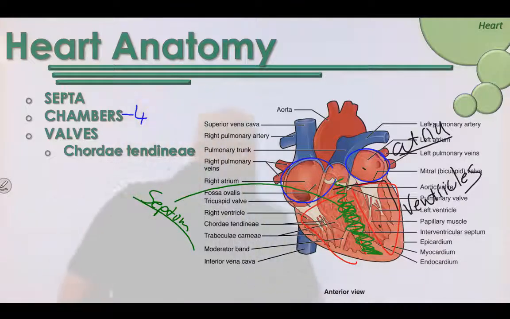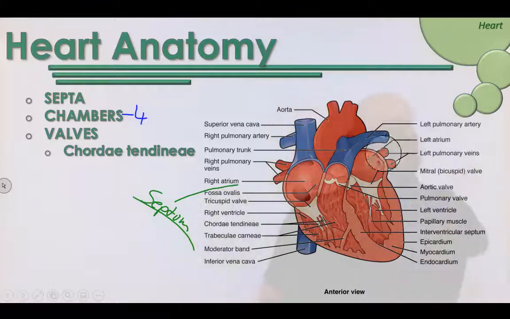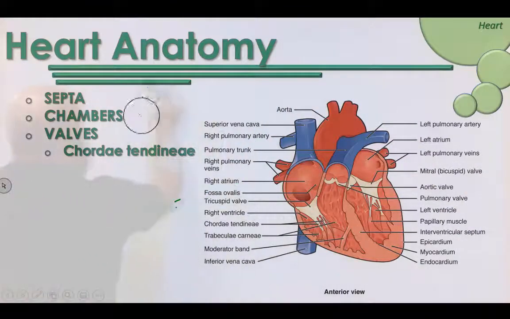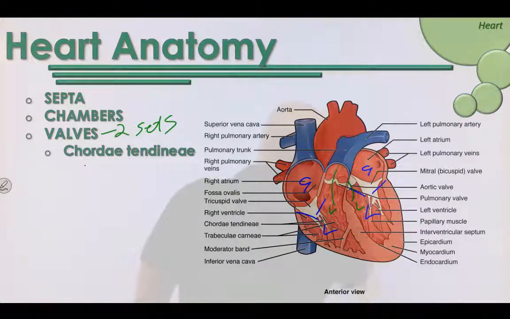And then lastly, there are also valves associated with these chambers of the heart. Two sets. There's a pair of valves between the atria and the ventricle on the left side, and the other one, atria, ventricle on the right side. And valves between the ventricle and the major vessel that it discharges blood through.